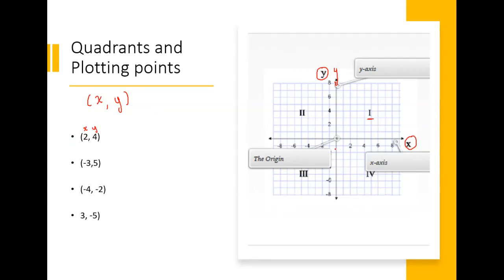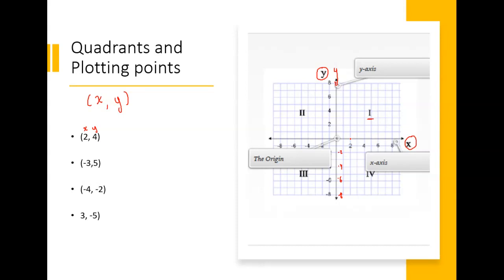So this is my x-axis. I have 1, 2, 3, 4, 5, 6, 7, 8, and then I'm going up this way, 1, 2, 3, 4, 5, 6, 7, 8. And then in this direction, I have my negative values. So I have -1, 2, 3, 4, 5, 6, and so on. And then the same thing here. You can't see it, but this would be -2, -4, -6, and -8.